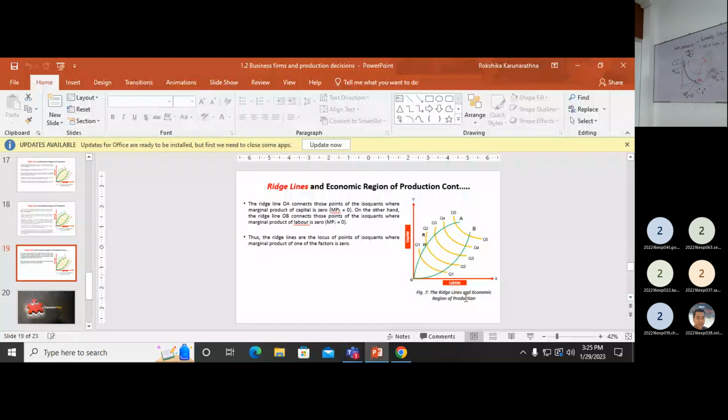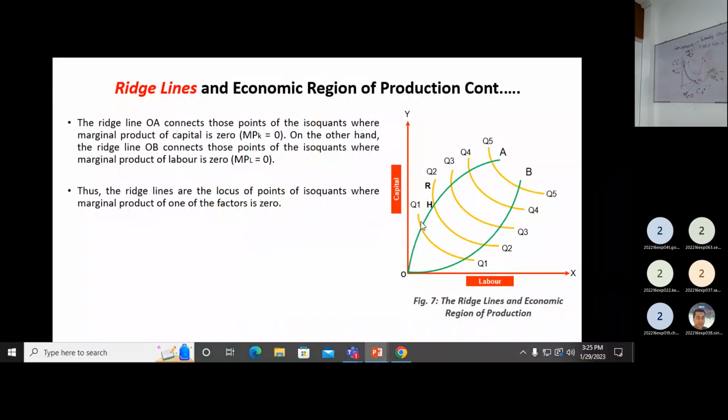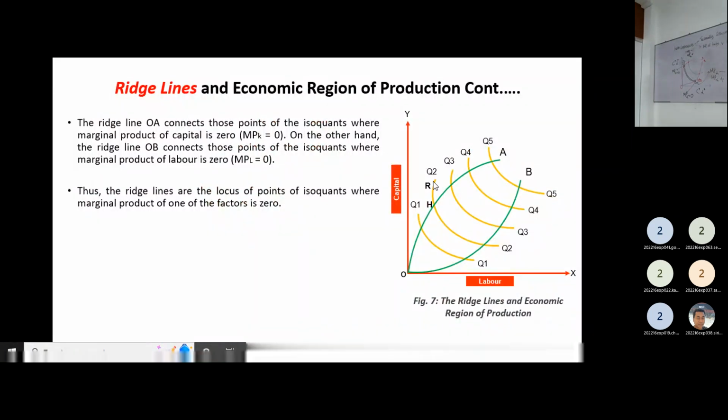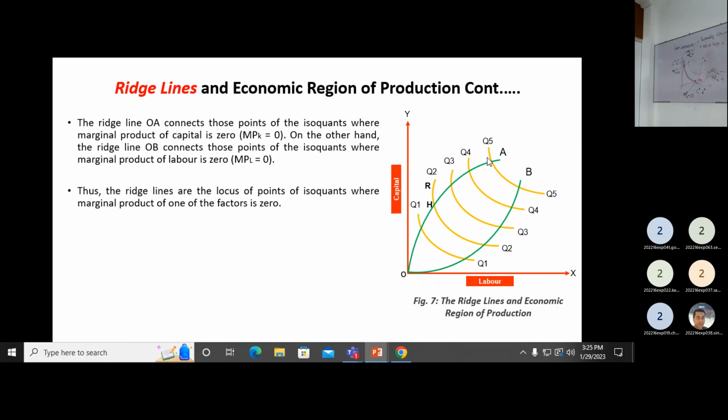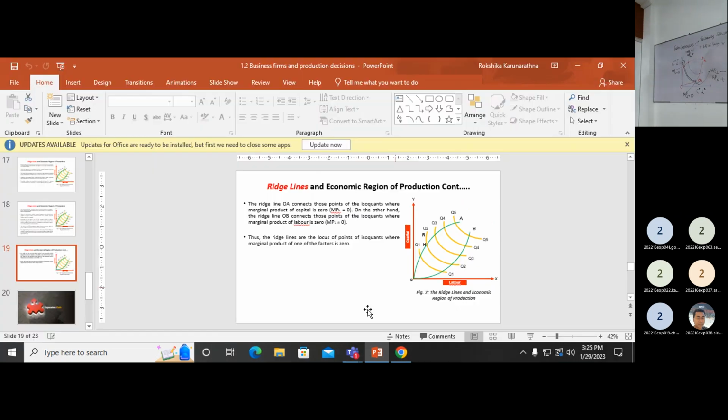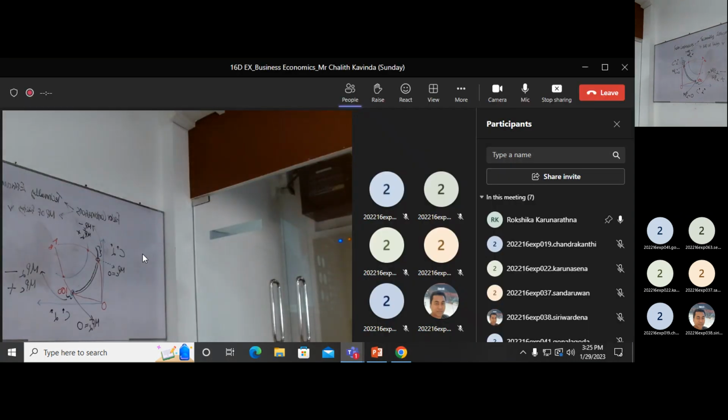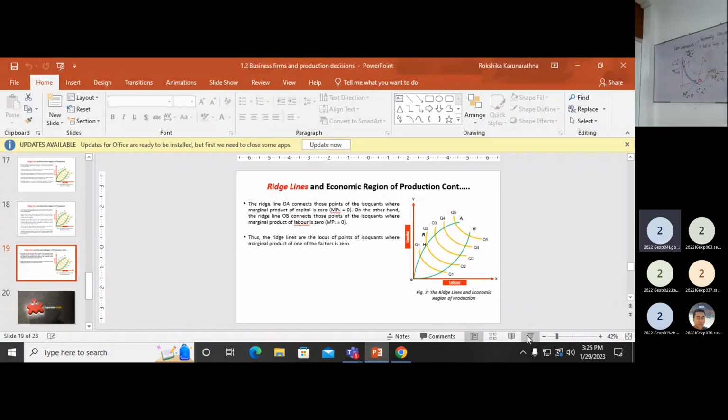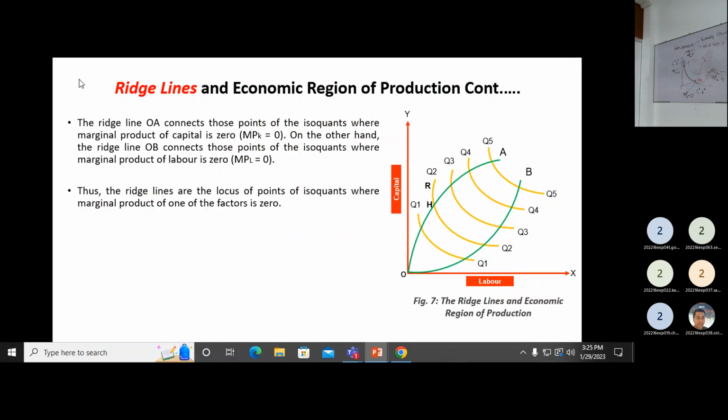Right, if you look at these areas, you need to increase both of your factors. As well as below these points, again, you need to increase both of your factors. But in between, you can replace one factor with another. Right? Okay. Yes, sir. Clear. Okay, fine, good. Thank you, sir.